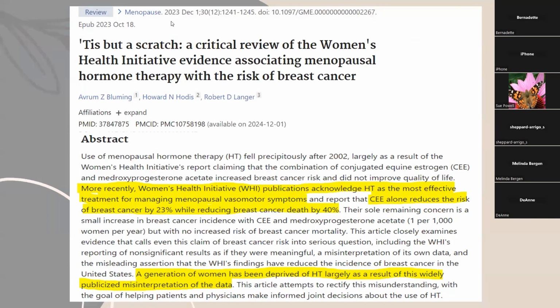And then this is a very recent study. This just came out in December 2023 in the journal Menopause. Get this out of the way.